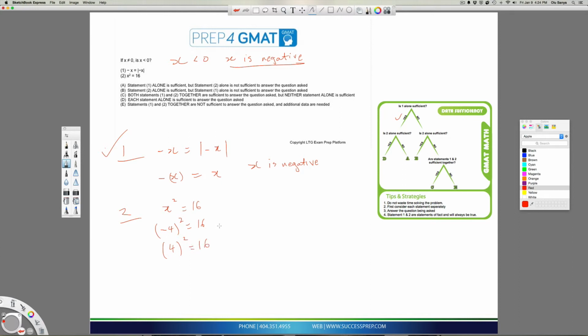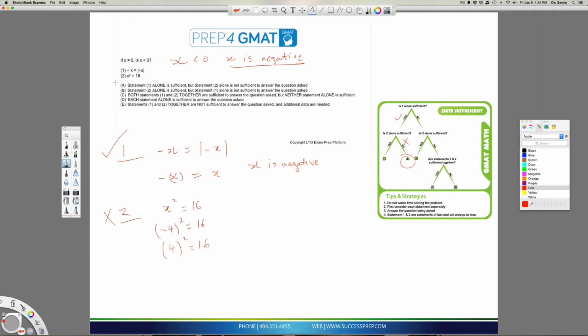So here we are not sure if x is negative, because we could have gotten this 16 from a positive number or from a negative number. So statement 2 is not sufficient. If we go to our map here, is 2 alone sufficient? The answer to that is no. So that takes us down this path. We've said yes, and then we've said no. So as you can see, the answer here will be A.